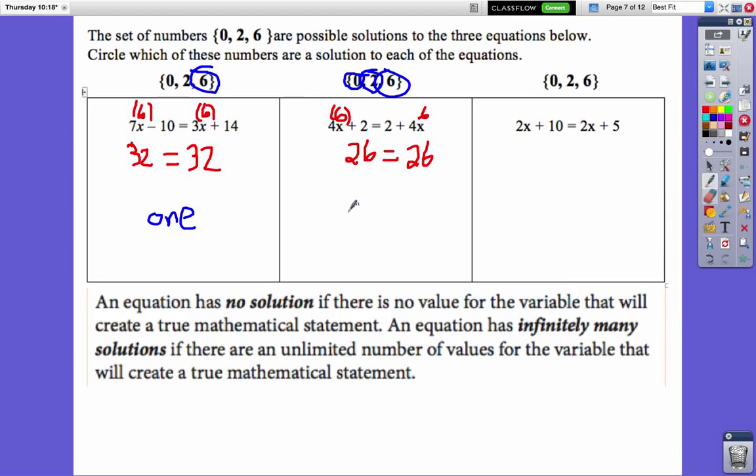This would be one that has many different solutions. It has an infinite number of solutions usually. Go ahead and try number 3 on your own. Plug in these 3 values into x and see which, if any, of these solutions can balance the two sides of the equation. Press pause and take a minute.